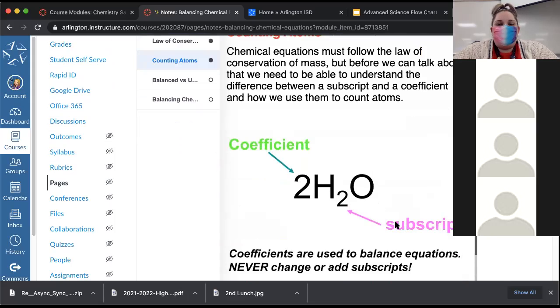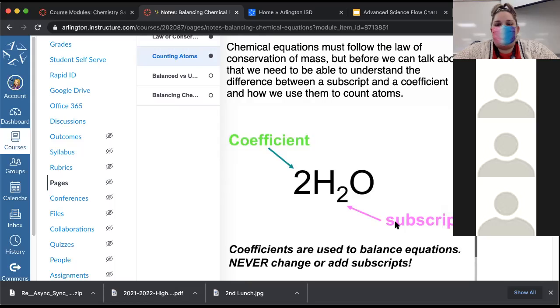So if I'm told to write the formula for water, water's H2O. Once I write that, I cannot change that subscript. Okay, because if I change that subscript, it's not water anymore. It's now going to be a different chemical. So once you're given the name of an element or a compound, once you write its formula correctly and you put it in your chemical equation, you cannot change that formula. You cannot change the subscripts. Okay, that's like breaking the chemistry law. That's like a no-no.